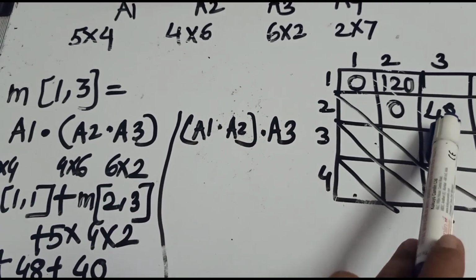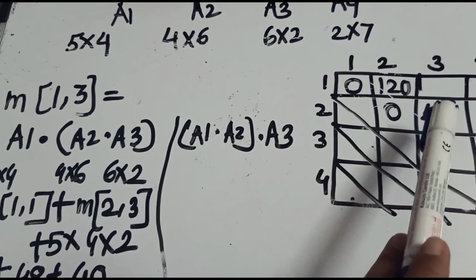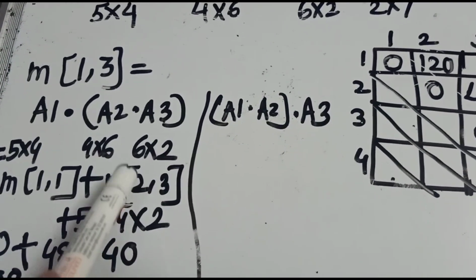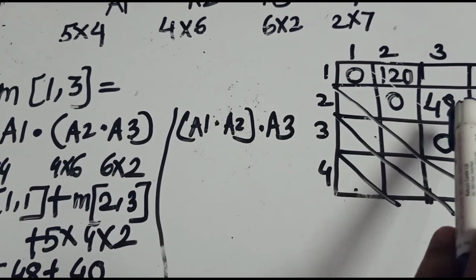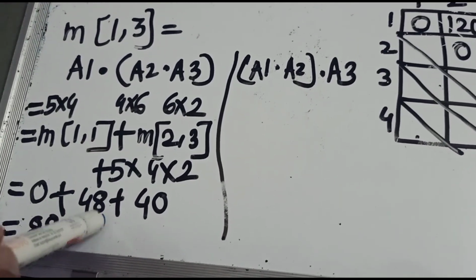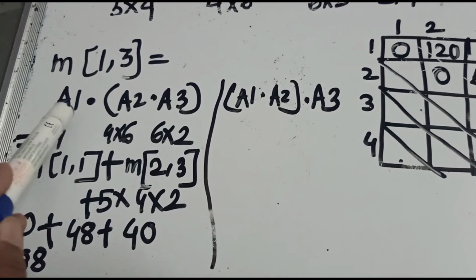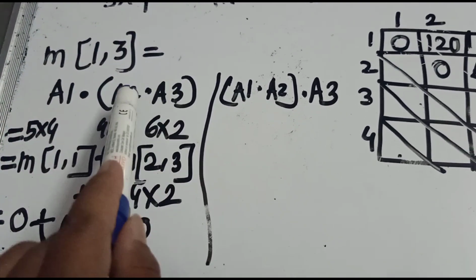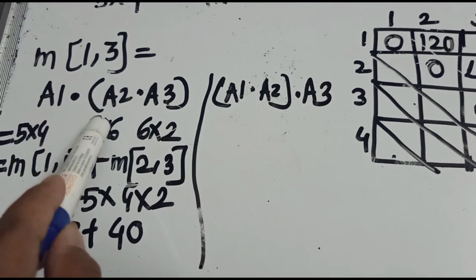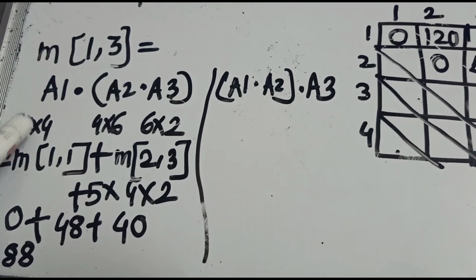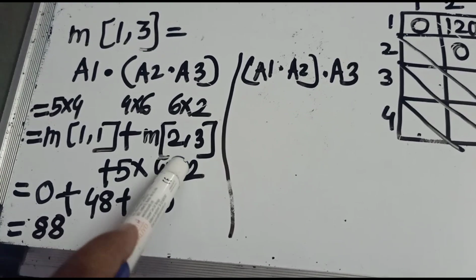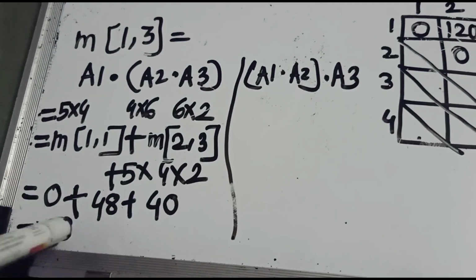You can see here how dynamic programming works. I am not going to find this result again. This result is already stored in my table and I am just referring to it directly. Plus, what are the dimensions? A1 is 5 by 4, and when I multiply A2 into A3, the resultant matrix will be 4 by 2. So it is 5 into 4 and 4 by 2. 4 is common, so it will be 5 into 4 into 2. So I am getting the answer 88.